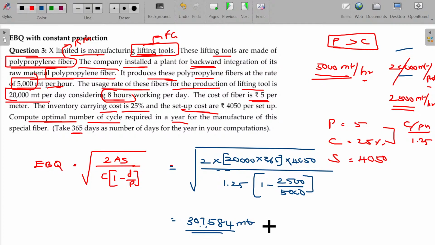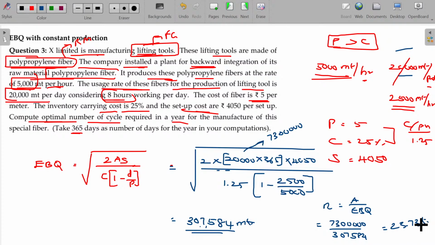Will you be able to get this answer? Annual requirement being 73 lakhs. How can you calculate the number of setups? Number of setups being annual requirement divided by quantity produced per setup, EBQ. 73 lakhs divided by 3,07,584. Then the final value being 23.73 times.